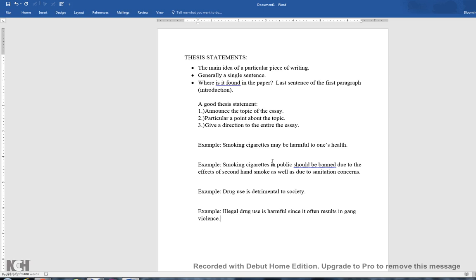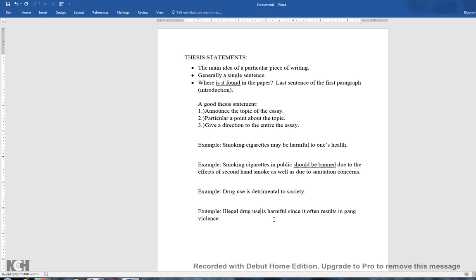Do we have an announcement of topic? We do. And in fact, it's stronger. Notice in the previous example, it was just drug use. Well, if it's just drug use, we might have a problem because a lot of us are drug users, not illegal drug users, but we have prescriptions for things that help us with our cholesterol. I take a thyroid pill, for example. But the key is here in the revised example, illegal drug use. Now we're getting more particular.